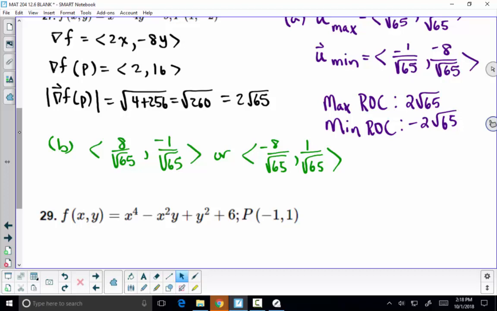So 260 is 4 times 65. We can write that as 4 times 65. For this one, you find the x and then plug in the magnitude of it. Yes, so the maximum rate of change will be that. Square root of 5? Yes.